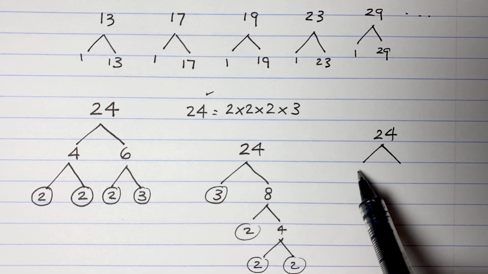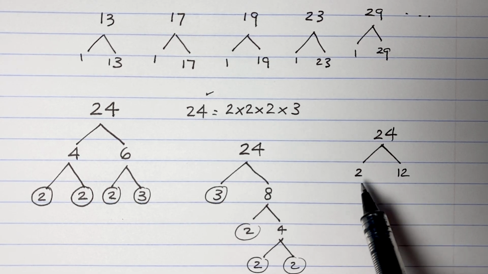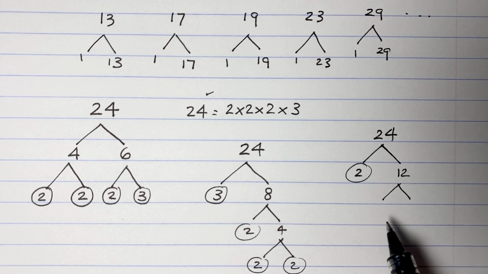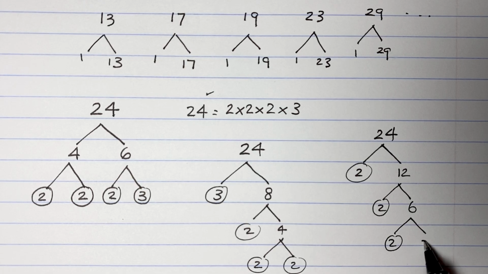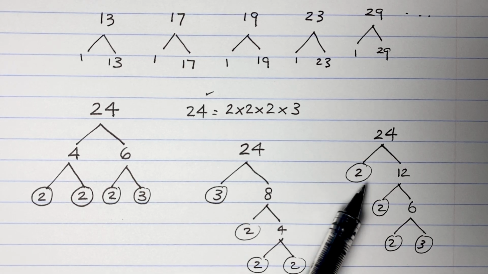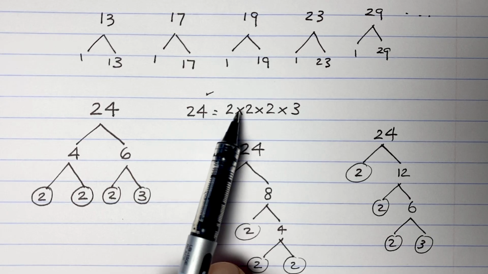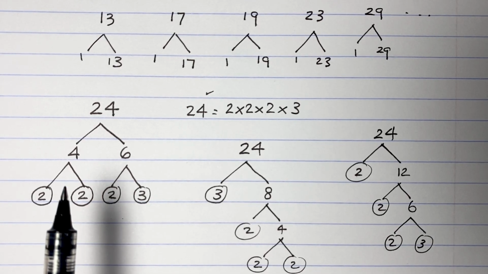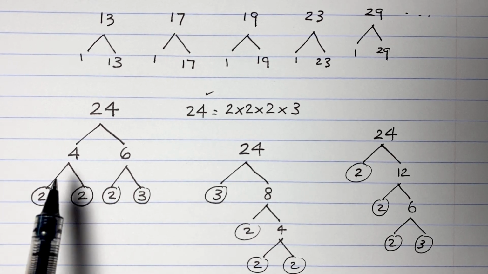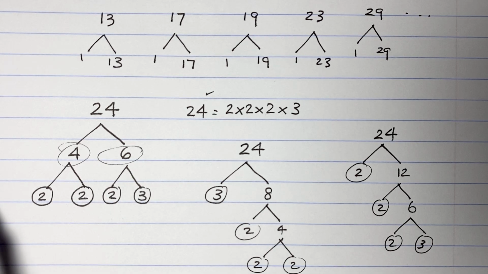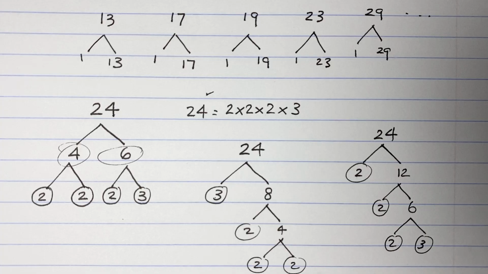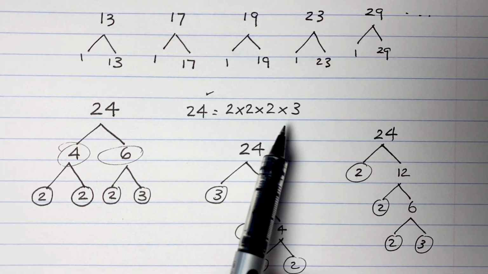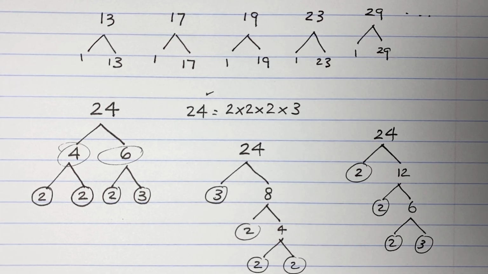Just for one more try on 24, we could write 2 and 12, but 2 is a prime number. 12, 2 and 6, 2 is a prime number, 6 isn't. I can write it as 2 times 3. And look again, 2 times 2 times 2 times 3. So it doesn't matter which two numbers you write 24 as, 4 and 6, or 3 and 8, or 2 and 12. At the end, they split into the same prime numbers.